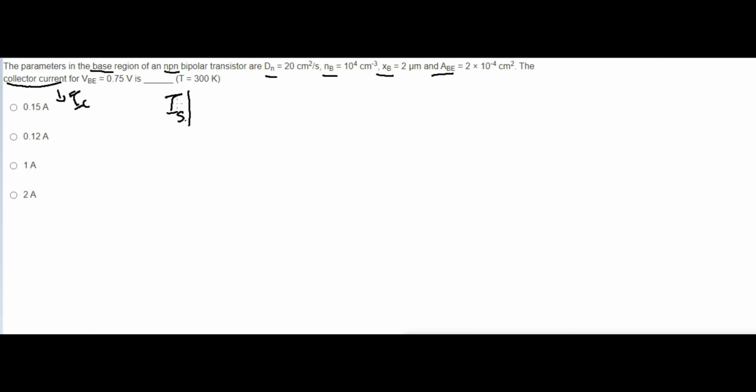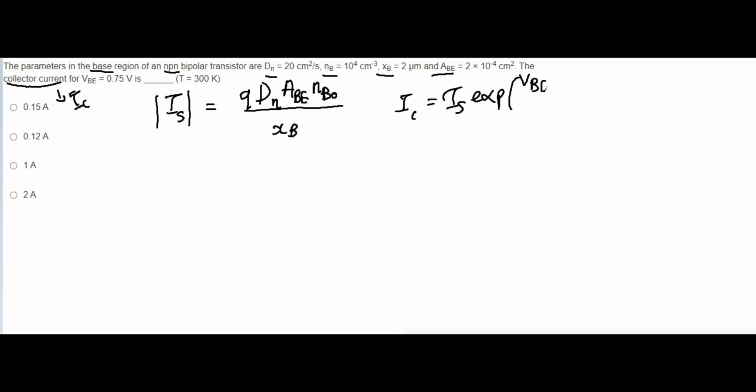The IS formula: modulus IS equals Q, the charge, times DN times ABE, multiplied by NB naught, then divided by XB. And you know the collector current formula: IC equals IS times exponential of VBE divided by VT. That's simple, because in electronic circuits the formulas are the main criteria and play the significant role. So just simply apply everything.